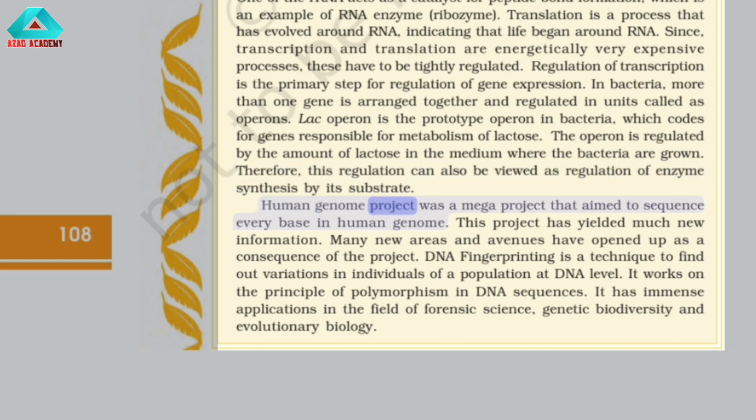The Human Genome Project was a mega project that aimed to sequence every base in the human genome. This project has yielded much new information. Many new areas and avenues have opened up as a consequence of the project. DNA fingerprinting is a technique to find out variations in individuals of a population at the DNA level. It works on the principle of polymorphism in DNA sequences. It has immense applications in the field of forensic science, genetic biodiversity, and evolutionary biology.